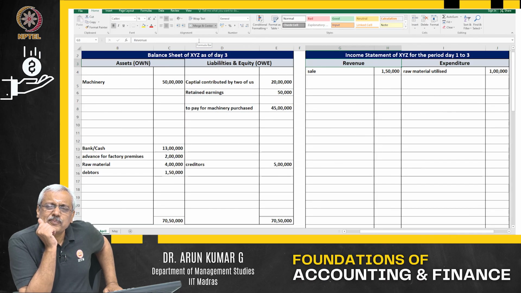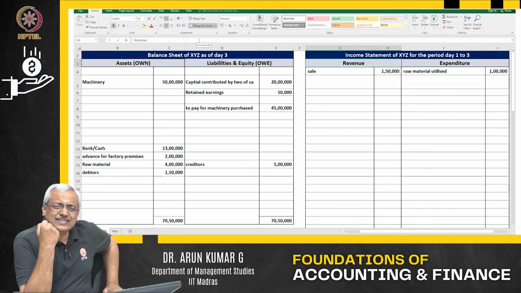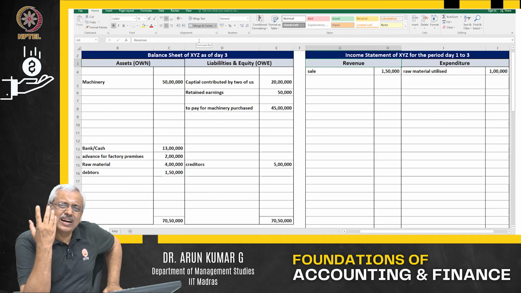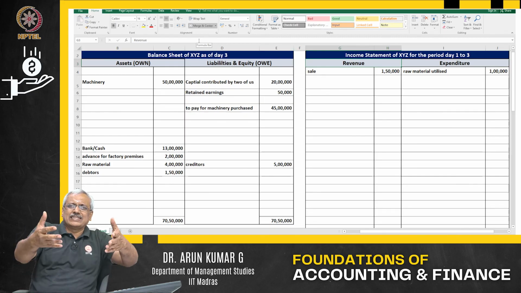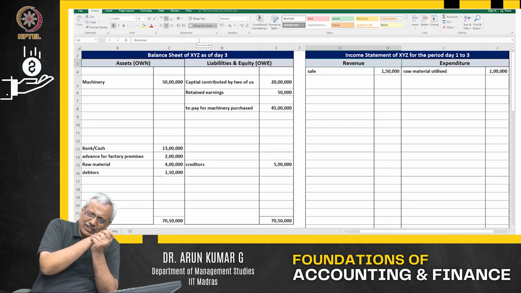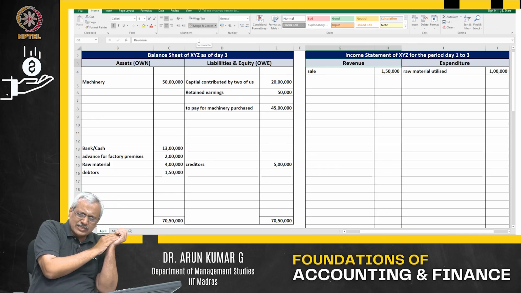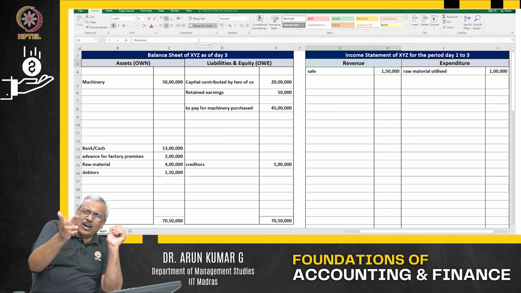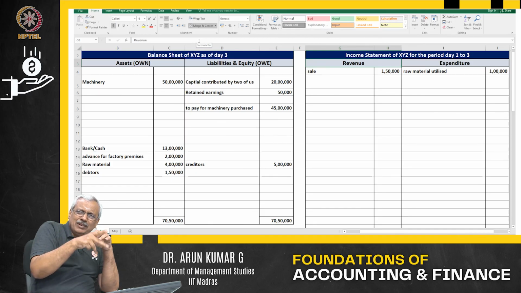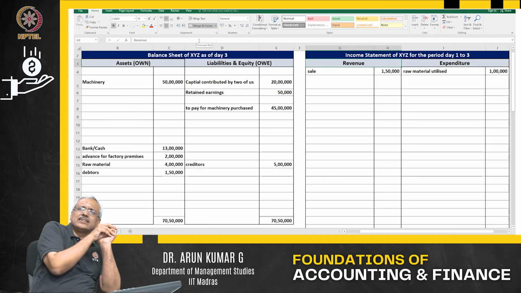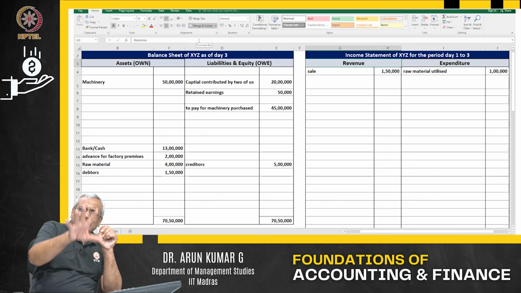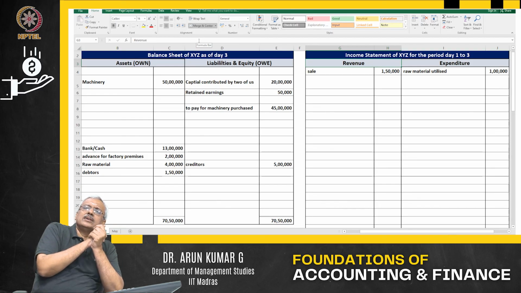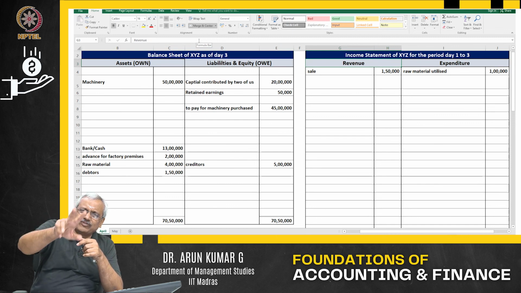You want to purchase some office equipment, say a laptop or whatever office equipment. Let's not even worry about what the equipment is. You purchase an office equipment, partly by paying cash and partly on credit, say 50% cash and 50% credit, for about 3 lakhs.